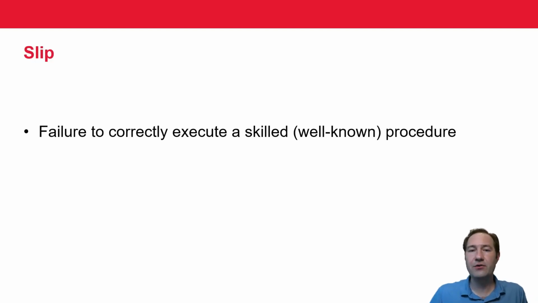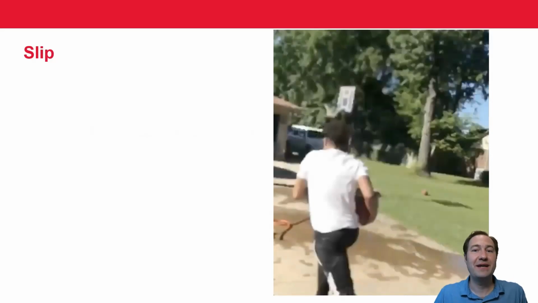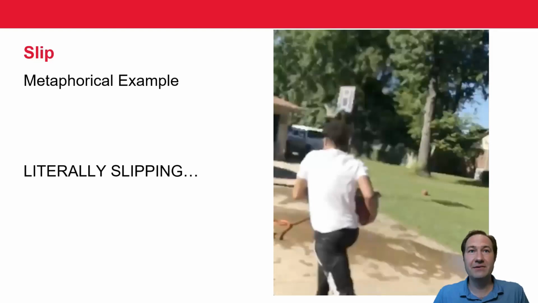You already know how to do it. You should be able to do it. This is one of my favorite examples in the class where I bring in a metaphorical example of a slip. So running, jumping in the air, and slamming a basketball into a hoop might be something that is a skill that you just have. You can do it without thinking about it. But you might slip and make a mistake even in doing that skill. And in this example, you might actually literally slip.